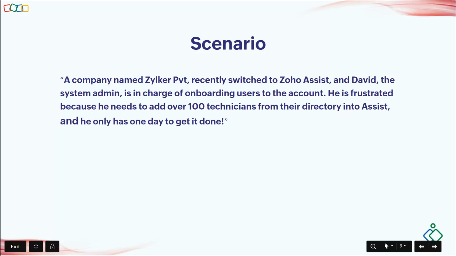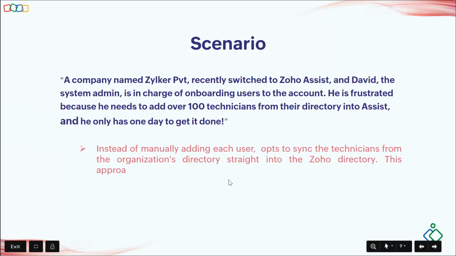But David isn't celebrating, because he is facing a major challenge. He has to onboard over 100 technicians into the system, all from their company directory, and he has only 1 day to do this. Now imagine being in his shoes. It's a time crunch, and manually entering all the users sounds like a nightmare. But with Zoho Assist, there's a faster way that David can make use of.